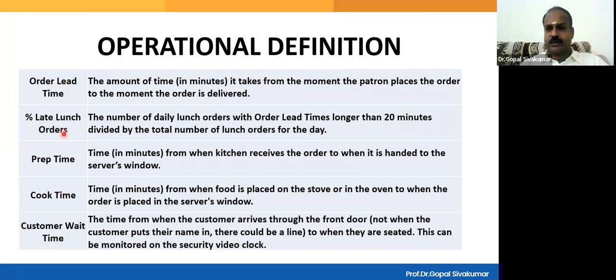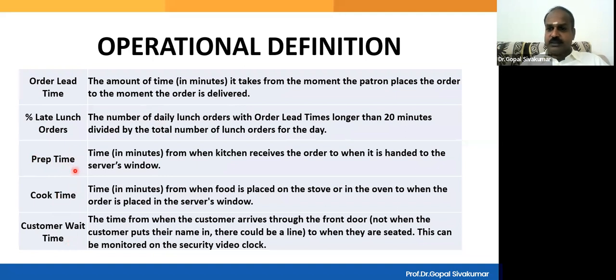See here, I have written some operational definitions. Maybe they are related to certain domains. See, order lead time. I think this is related to a restaurant kind of organization. The amount of time it takes from the moment the patron places the order to the moment the order is delivered. So the time in between the moment the order is received and the moment the item is delivered is called lead time. And similarly, the preparation time, the cooking time, the customer waiting time.